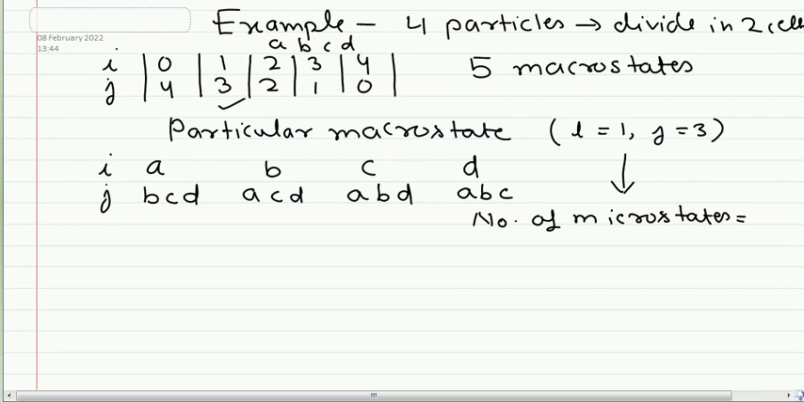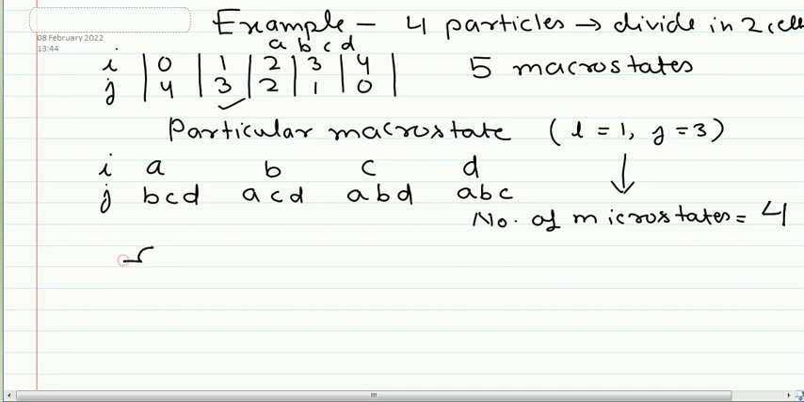ये तो मैंने बिल्कुल बना दिया इसे. आंसर तो बिल्कुल आपके सामने लिखा हुआ है. 4. There are 4 ways in which we can distribute these 4 particles into the 2 cells, 1 and 3. So the thermodynamic probability is here 4. Now we can calculate the thermodynamic probability in a different manner with the formula also.